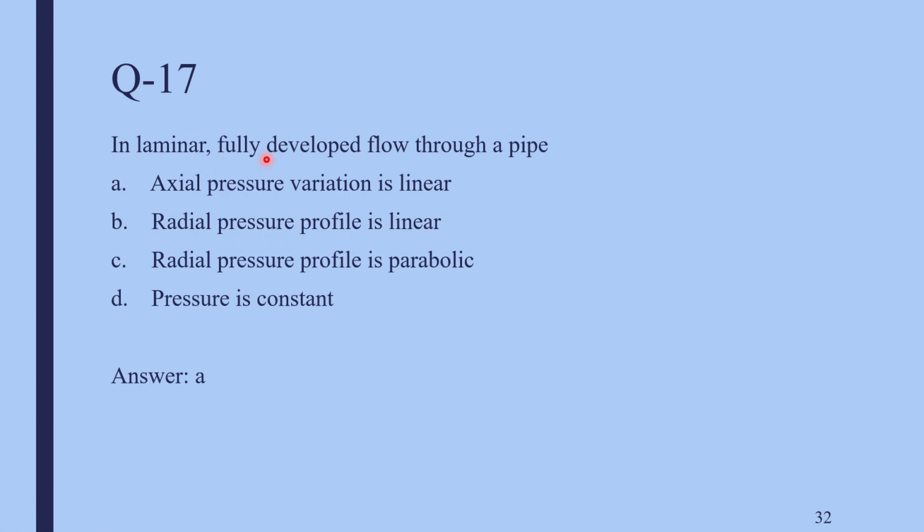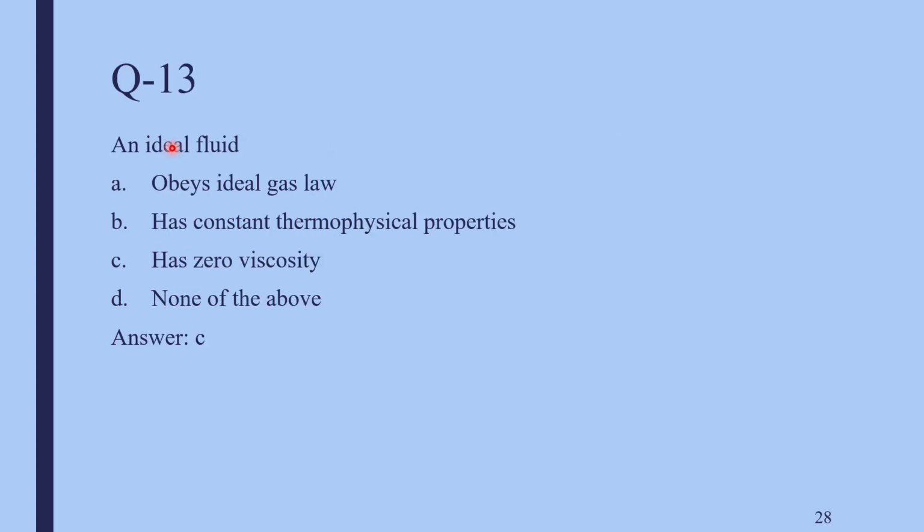In laminar fully developed flow through a pipe, what is the right one from the given statements? Option A, axial pressure variation is linear. Option B, radial pressure profile is linear. Option C, radial pressure profile is parabolic. Option D, pressure is constant. The question is about laminar fully developed flow through a pipe. I think we have seen the picture in the previous case, so we'll go back and check what the right answer is.